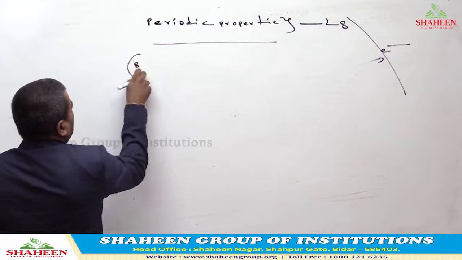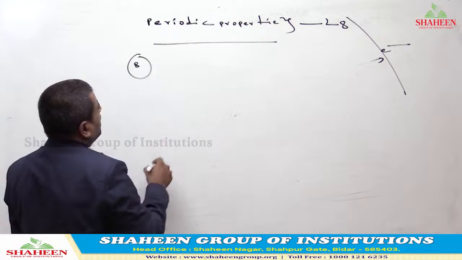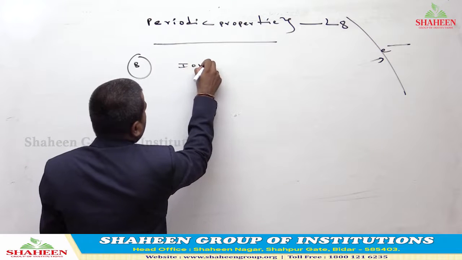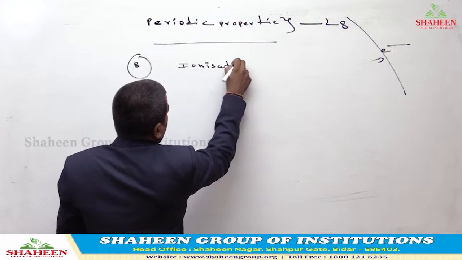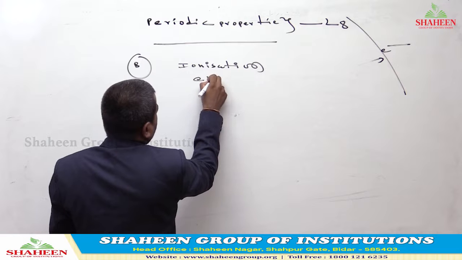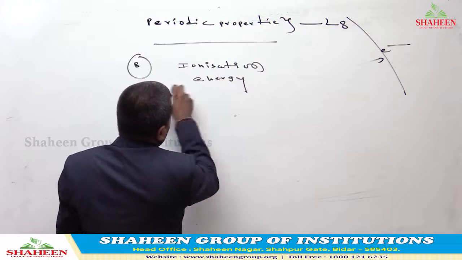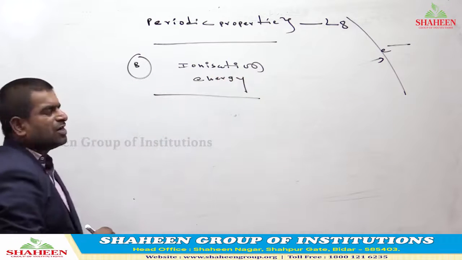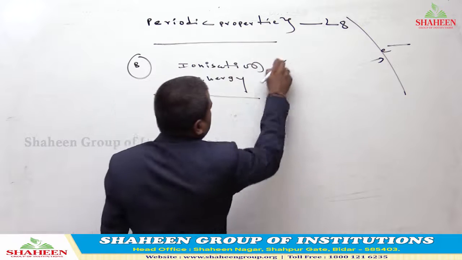The second periodic property we are discussing is called ionization energy. What is ionization energy? I am going to discuss it.